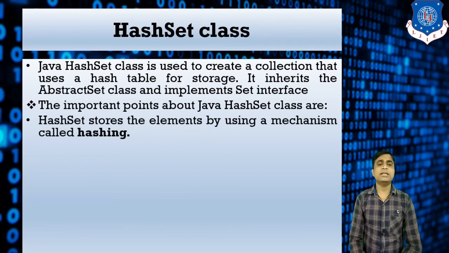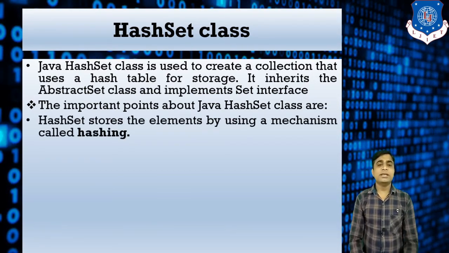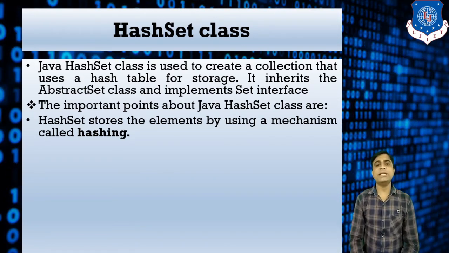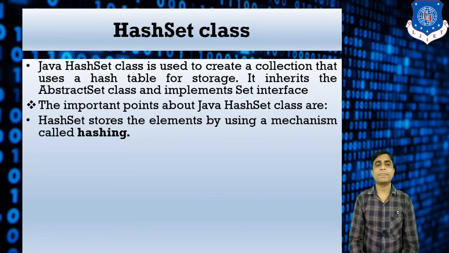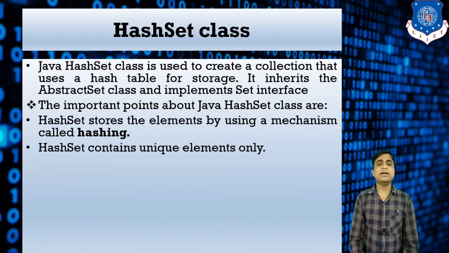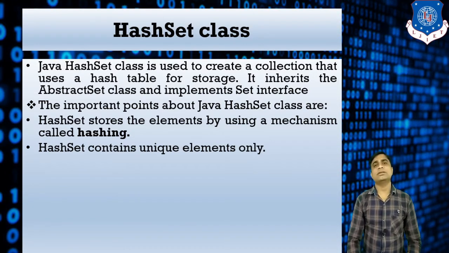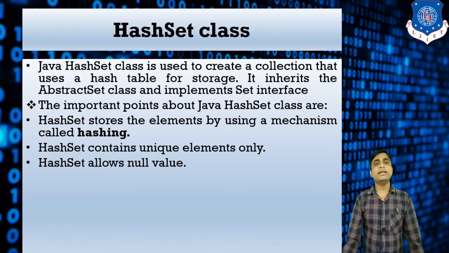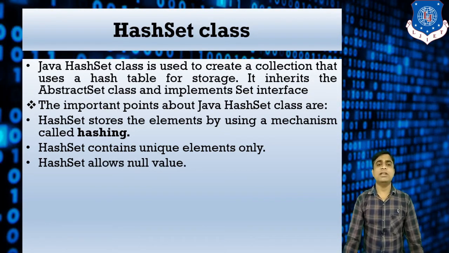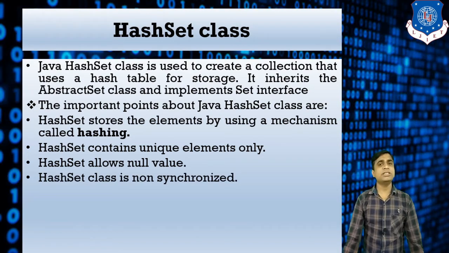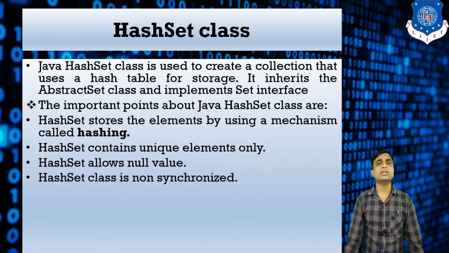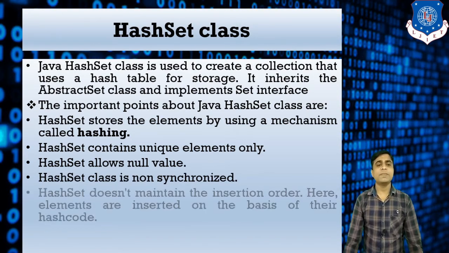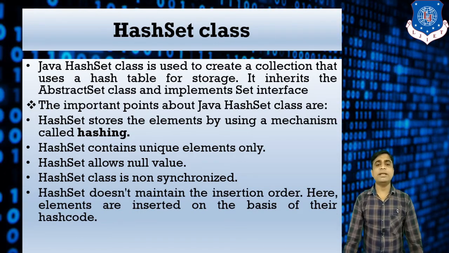The first one is that HashSet stores the elements by using a mechanism called hashing. Now HashSet contains unique elements only, so duplicate values are not allowed in the HashSet, and it allows the null value. We can store the null value in it. It is not synchronized, that means it is not thread safe. So HashSet does not maintain the insertion order.